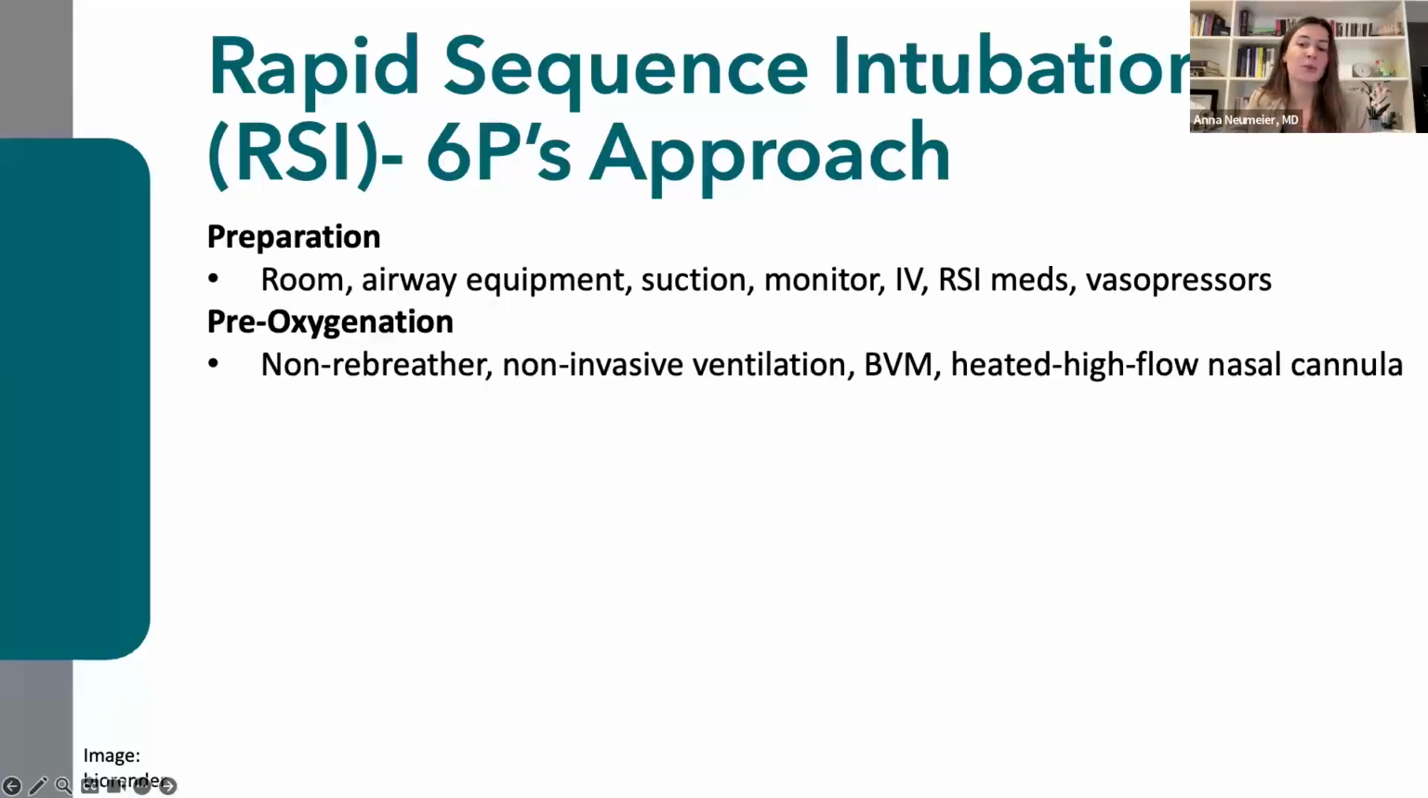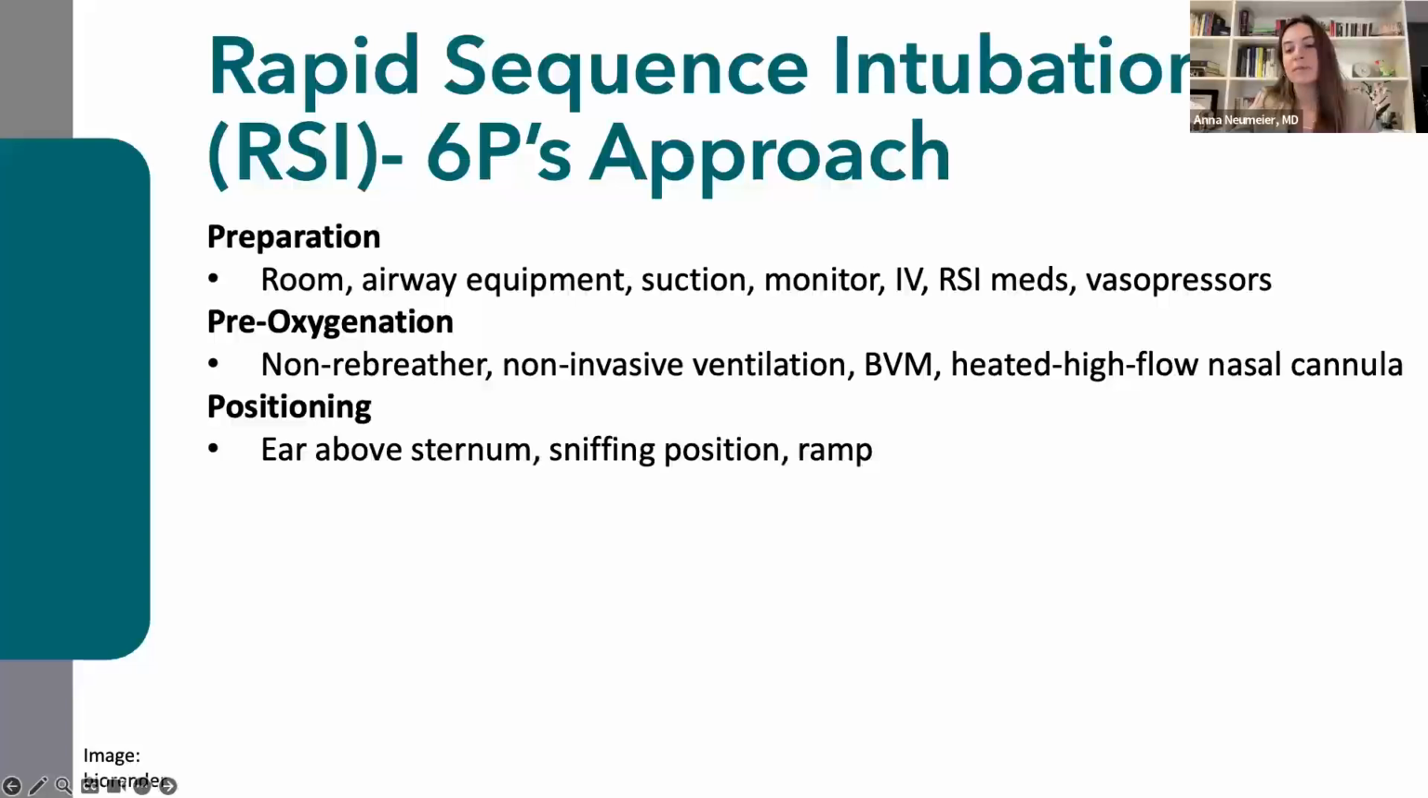The second P is pre-oxygenation. And as you're preparing for the procedure, you should pre-oxygenate the patient as best as possible, as having a greater hemoglobin oxygen saturation will help prevent hypoxia during apneic periods associated with endotracheal tube placement. Studies have shown that non-invasive ventilation is the most effective way to pre-oxygenate. However, this should only be utilized in patients who do not have this therapy contraindicated.